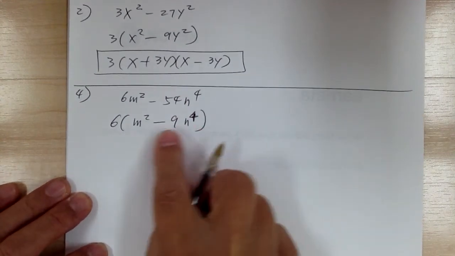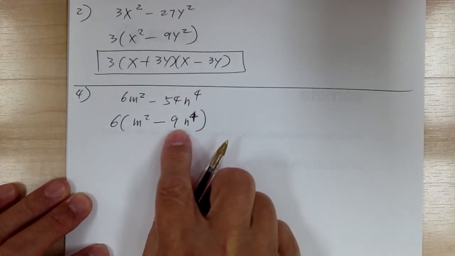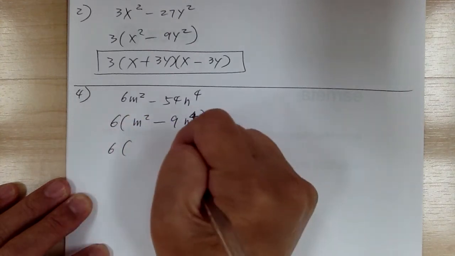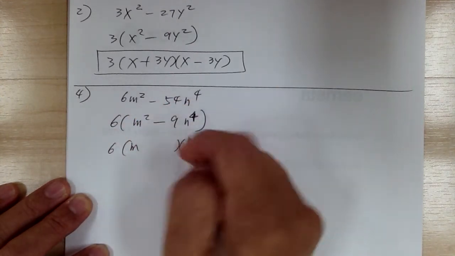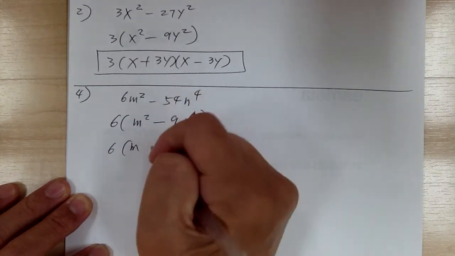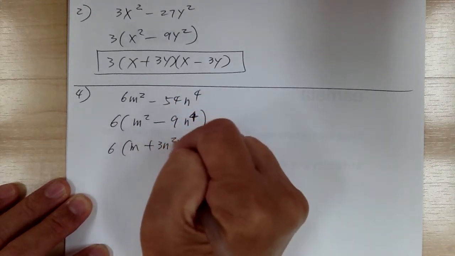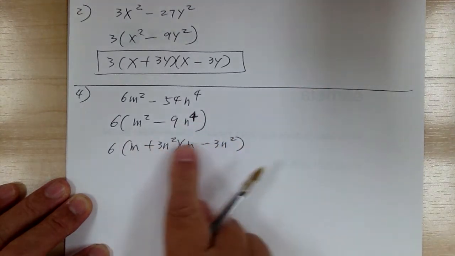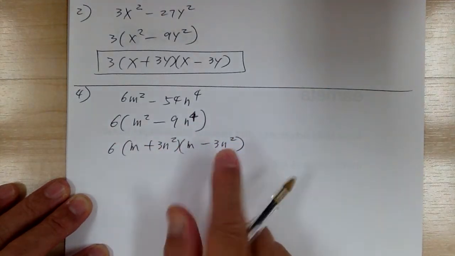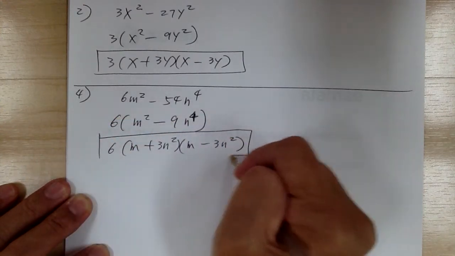Then step 2, this would be step 2a. Get your two sets of parentheses, so break this up. It'll be m and m, plus 3n squared and minus 3n squared. Again, difference of squares, break into conjugates. And that's it.